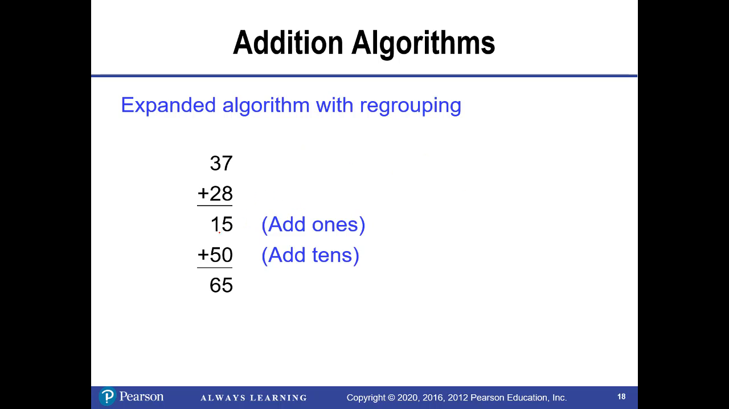So here in our first row, we add our ones and we see that 7 plus 8 is 15. And in our second row, we add our tens. 30 plus 20 is 50. 15 plus 50 is 65.